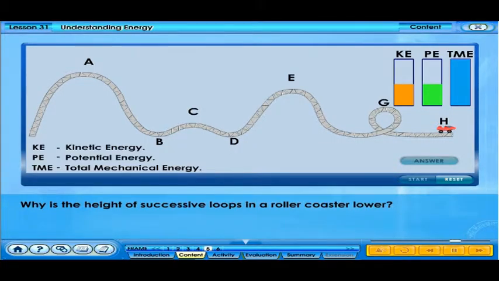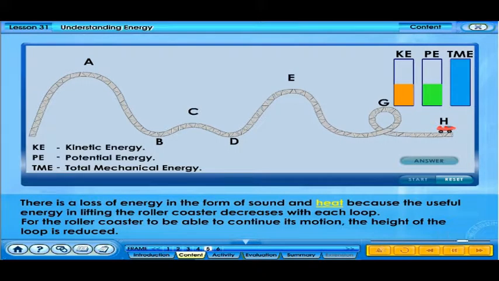Why is the height of successive loops in a roller coaster lower? The useful energy in lifting the roller coaster decreases with each loop because there is a loss of energy in the form of sound and heat. For the roller coaster to be able to continue its motion, the height of the loop is reduced.